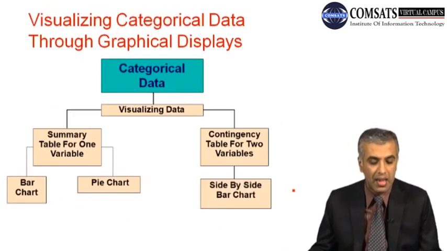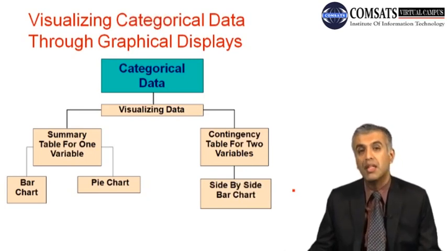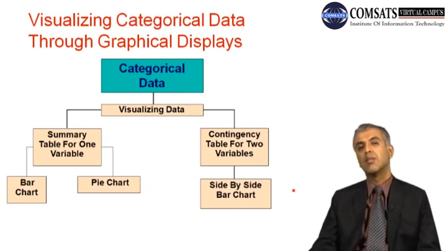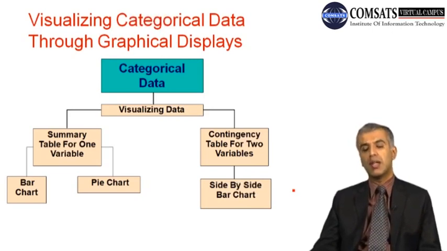So then we had a discussion on how to further visualize the data in this case for categorical data, and we had demonstrated that the summary table for one variable can be represented in the form of a bar chart or a pie chart, and also for contingency table we can also use side-by-side chart.